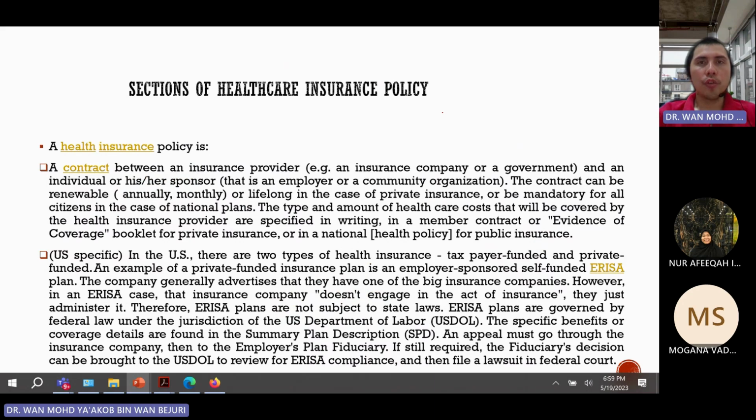So the section on healthcare insurance policy. Have you ever heard of a healthcare insurance policy? Okay. So basically, if you purchase insurance, there is a policy. This policy is basically a contract between the provider and the individual, I mean the insurance provider and the user.